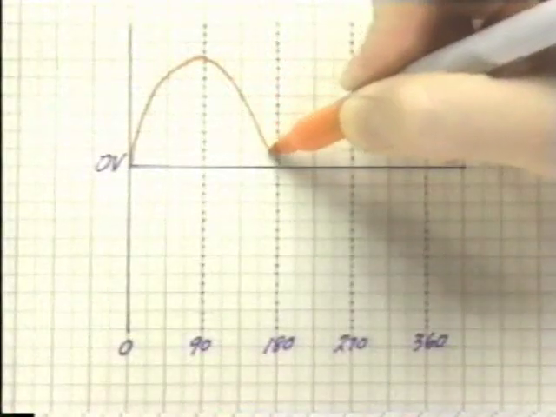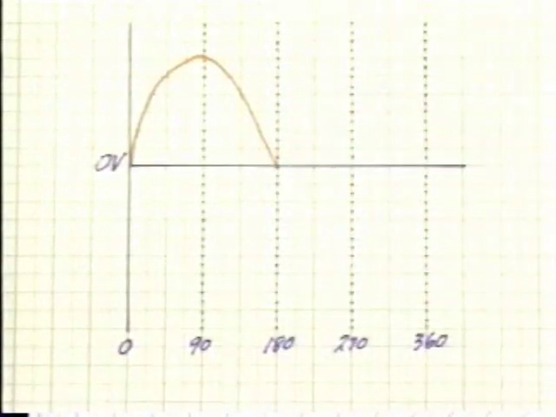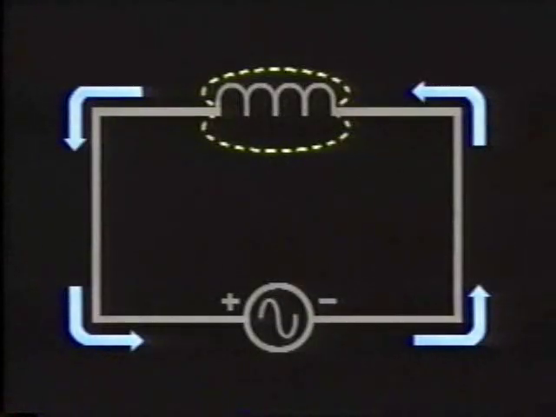During the second quarter cycle, the source voltage drops off. As this happens, the magnetic field around the inductor collapses, inducing a counter EMF and returning energy to the circuit. The current flows in the direction shown.